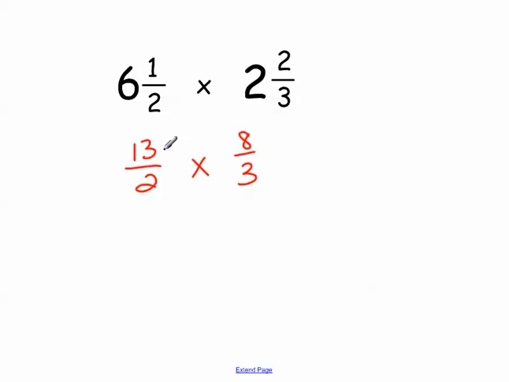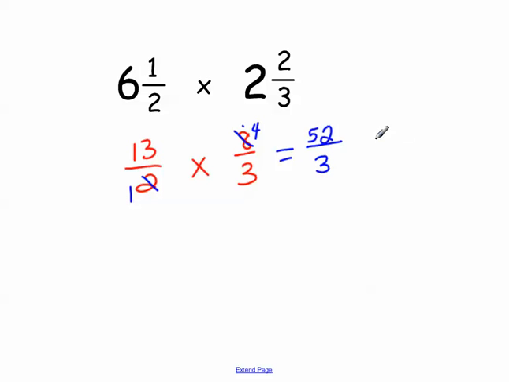Okay, hopefully you looked at your diagonals here, my 2 and 8. I can divide them both by 2. So if I divide by 2, I get 1. Divide by 2, and I get 4. If you notice here, they don't have anything in common. So now I just simply multiply straight across. So 13 times 4, that's 52. 1 times 3 is 3.